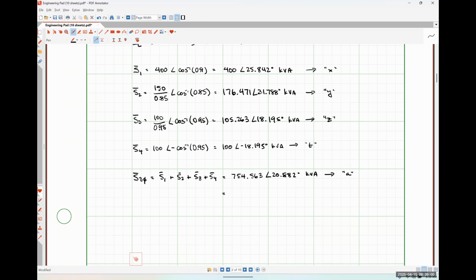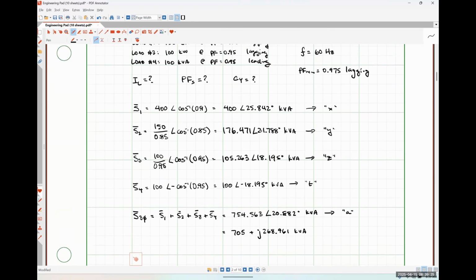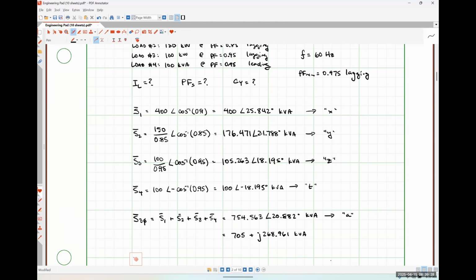And for reasons that I hope will be obvious in a moment, I'm going to also choose to express this in rectangular form. And I get 705 plus j268.961 kilovolt amperes. Okay, so which one do you guys want to do first? Line current or power factor?